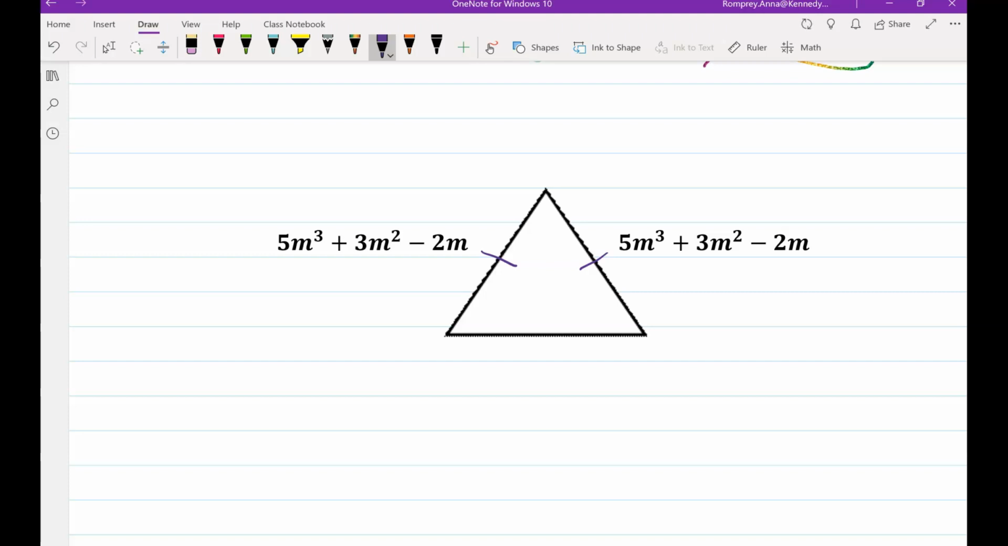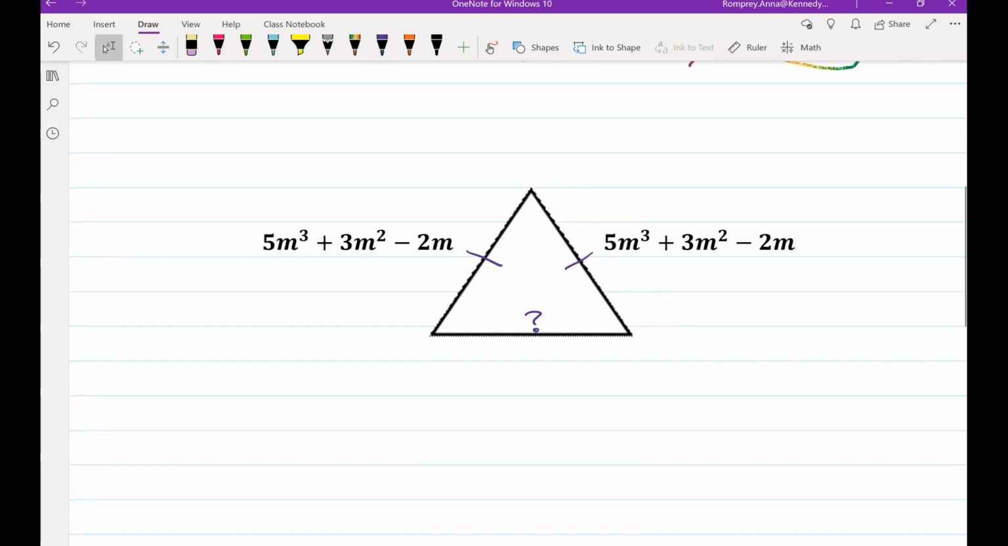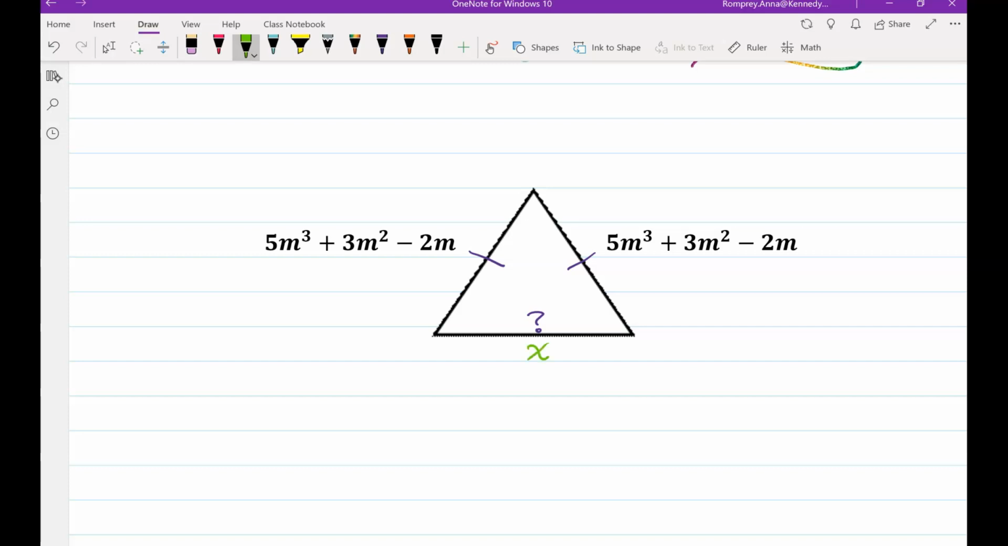Even though this may look like an equilateral triangle, we do not know if this is the same side length. We cannot assume. So we're going to find this missing side length. What do we want to call this? X? Since it's a missing side length, I don't want to call it m because I don't want it getting confused with my other variables. All right, so we know that the perimeter is the sum of all three sides.